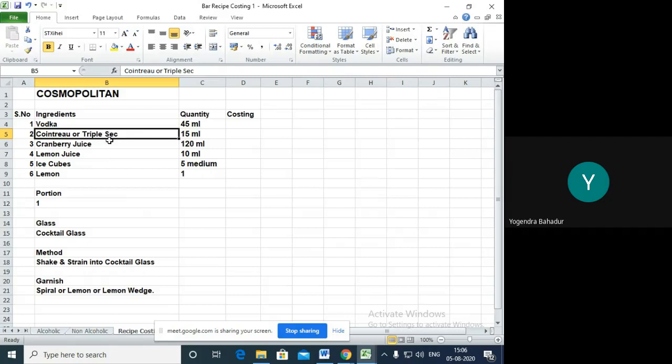Likewise, triple sec is a generic version. Generic version means any country can produce triple sec. If we talk about the Indian version of triple sec, it will cost you around 400 to 500 rupees per bottle of 750 ml. Next is cranberry juice. Here the quantity we have taken is 120 ml. Next is lemon juice.